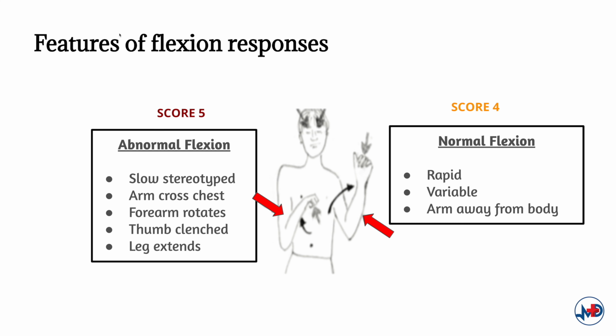Now let's look at the difference between score 3 and 4 in terms of flexion responses. We have the abnormal flexion and the normal flexion. For a normal flexion, it is a rapid response, variable, and the arm moves away from the body. That would mean a score 4. For an abnormal flexion, which is a score 3, it will be typically slow. The arm will cross the chest, the forearm rotates, the thumb becomes clenched, and the legs extend. And that would make a score 3.